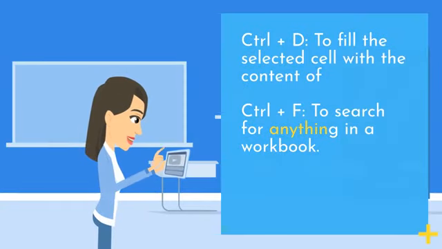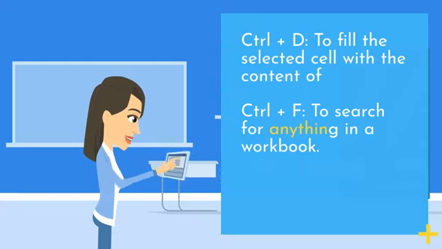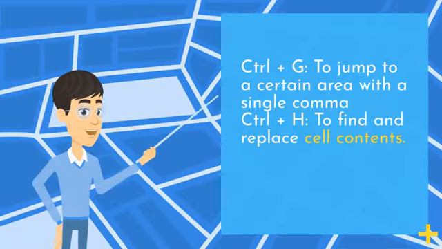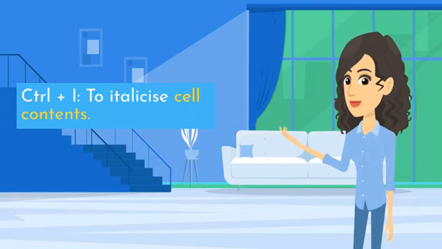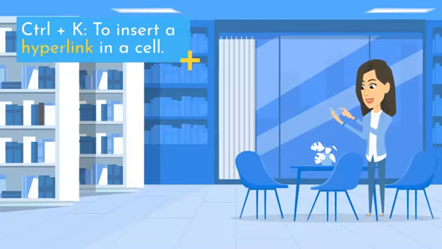Ctrl+D to fill the selected cell with the content of the cell above. Ctrl+F to search for anything in a workbook. Ctrl+G to jump to a certain area with a single command. Ctrl+H to find and replace cell contents. Ctrl+I to italicize cell contents. Ctrl+K to insert a hyperlink in a cell.